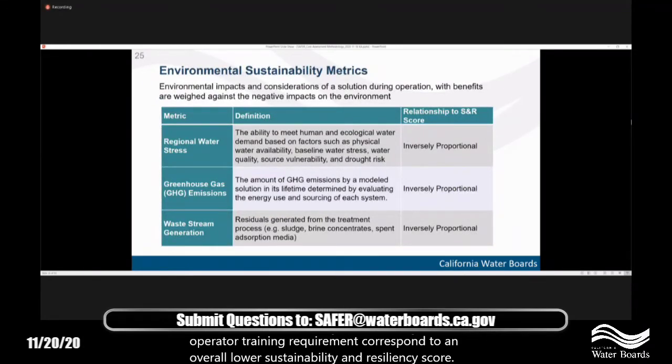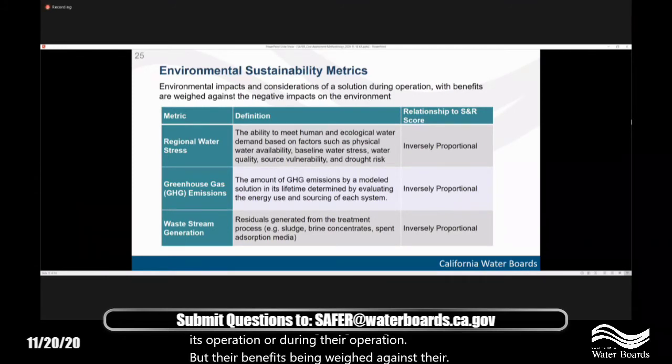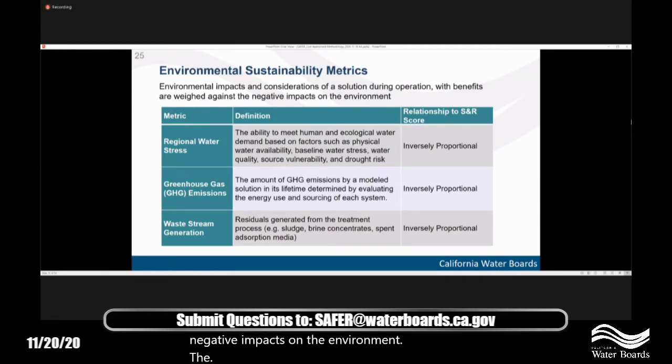The third category of metrics is environmental sustainability. It includes metrics that evaluate the environmental impacts and considerations for potential modeled solutions during their operation, with their benefits being weighed against their negative impacts on the environment. The metrics in this category include regional water stress, which reflects the impact of a potential modeled solution on water stress in its area and the area's ability to meet human and ecological water demands.